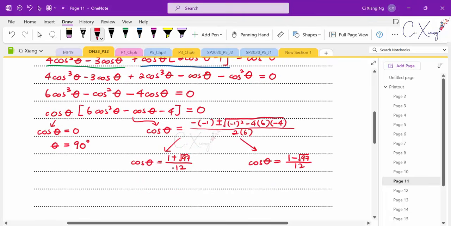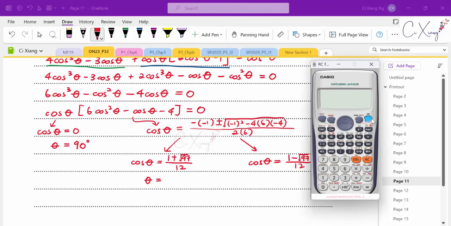Then for this value, I try to get the basic angle. The basic angle means I take cos inverse of 1 plus square root 97 over 12. Maybe you can try like this, making it into degree. So I have cos inverse, then fraction 1 plus square root 97 divided by 12. Close bracket, press equal sign. You can see that this is 25.3. This 25.3, I will call the basic angle.